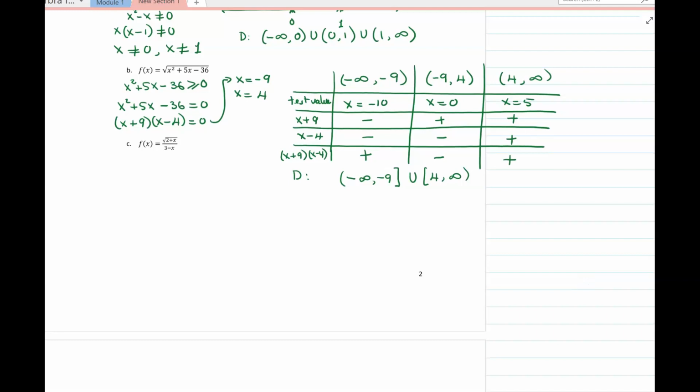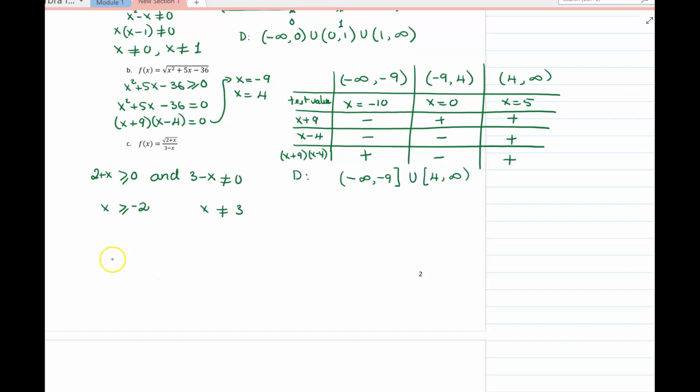In the next problem, we are looking at two things. We have a square root and we have a denominator. So in order for this function to be defined, 2 plus x has to be greater than or equal to 0 and 3 minus x cannot be equal to 0. So for 2 plus x to be greater than or equal to 0, x has to be greater than or equal to negative 2. And here x cannot be 3.